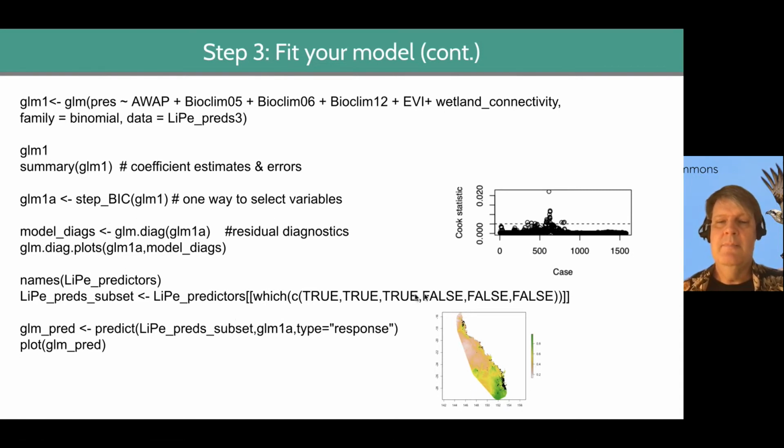You remove some, in this case, we're removing the last 3 rasters in that raster stack. And then we predict to that subset raster stack, again, using response, and we plot it. And look at that, it looks like it is also predicting more into the interior of the country. And again, we haven't really dealt with bias at all in these data, so maybe that's an issue.